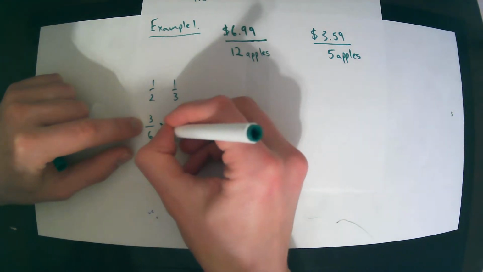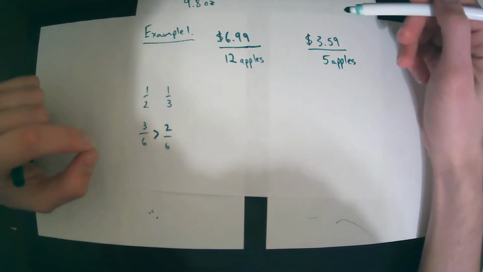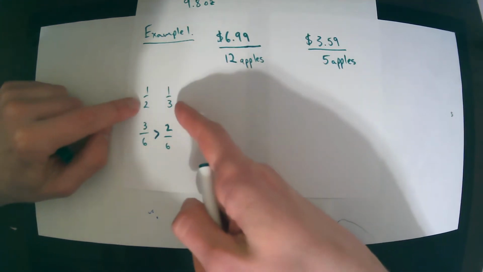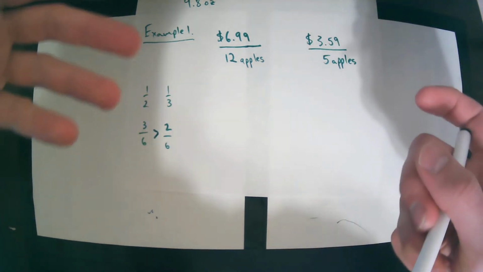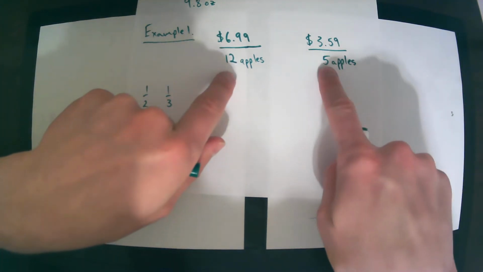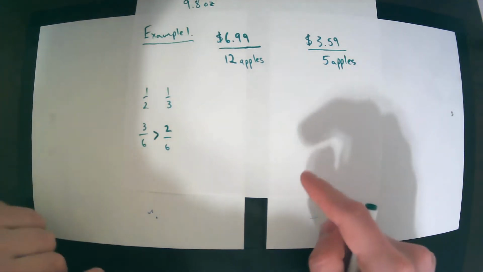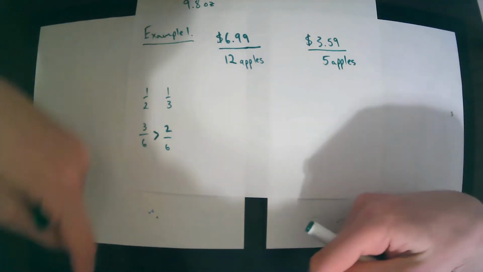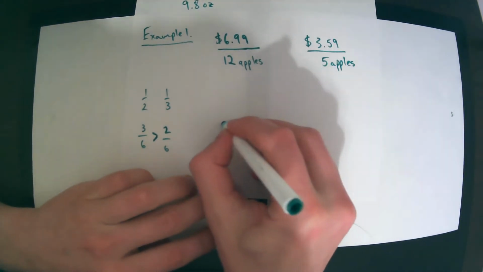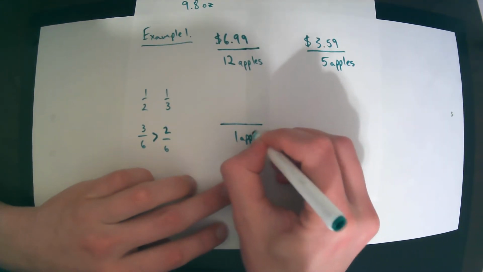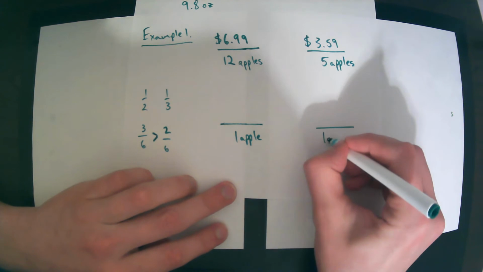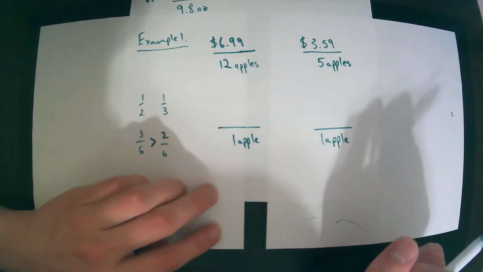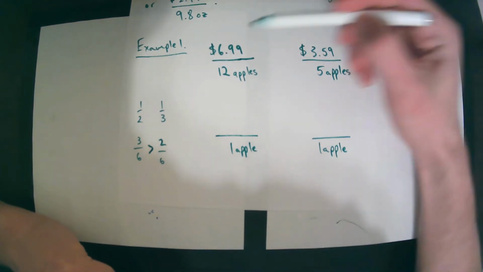But here, it's going to be even easier, because instead of taking the denominators and bringing them both up to whatever the common denominator for 12 and 5 would be, all we do is bring them both down to 1. We force them both down to 1. So in the end, our denominators are going to look like this. And the question is, how do we get the numerators now? And the answer is, you just divide.